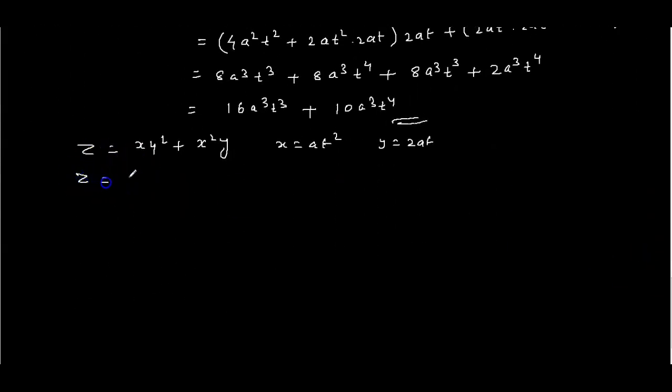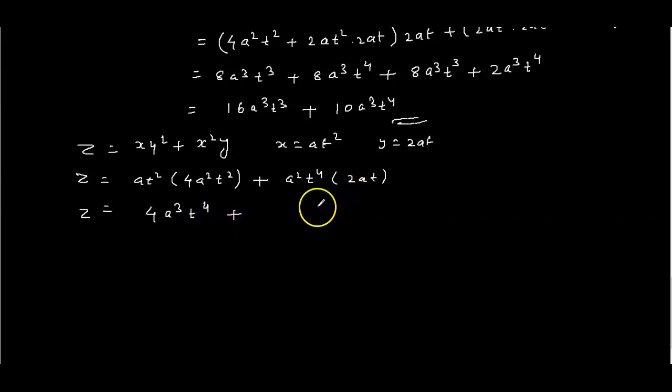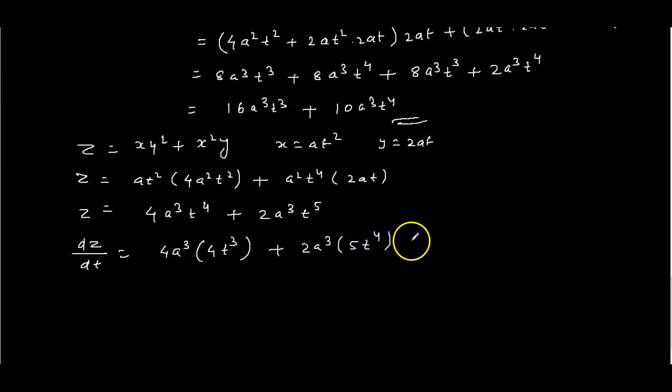We'll substitute directly here in the place of x and y. So x is equal to at square and y square is equal to this one, I get 4a square t square, plus this one a square t power 4 and y is this 2at. So if you multiply here, we get 4 a cube t power of 4 plus 2 a cube and t power of 5. Now to find dz by dt, 4 a cube is constant, t power 4 differentiation is 4 into t power of 3, plus 2 a cube is constant and t power 5 is 5 into t power of 4. So we get 16 a cube t cube plus 10 a cube and t power of 4. So this and this one is the same answer. So we are able to verify here by using direct substitution.